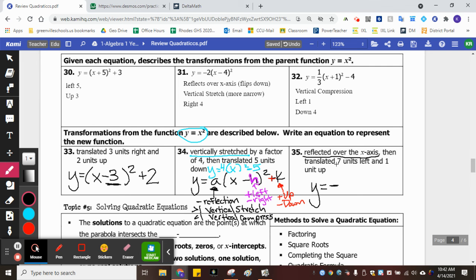Then translated left 7. So 7 is going to be on the inside of your parentheses. Left is positive. And up 1. So up 1, plus 1. Outside is up and down. And then check your answer.